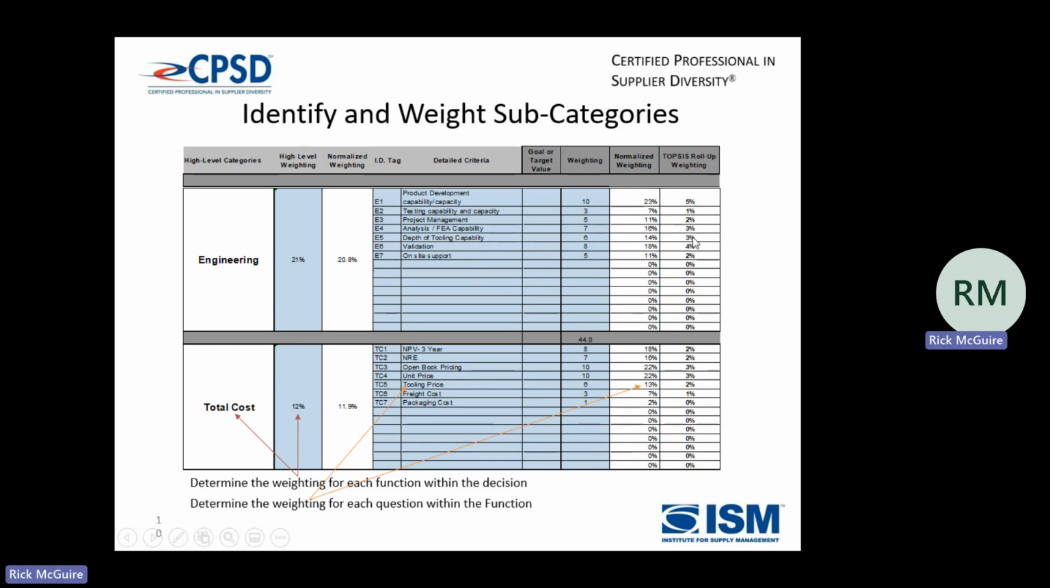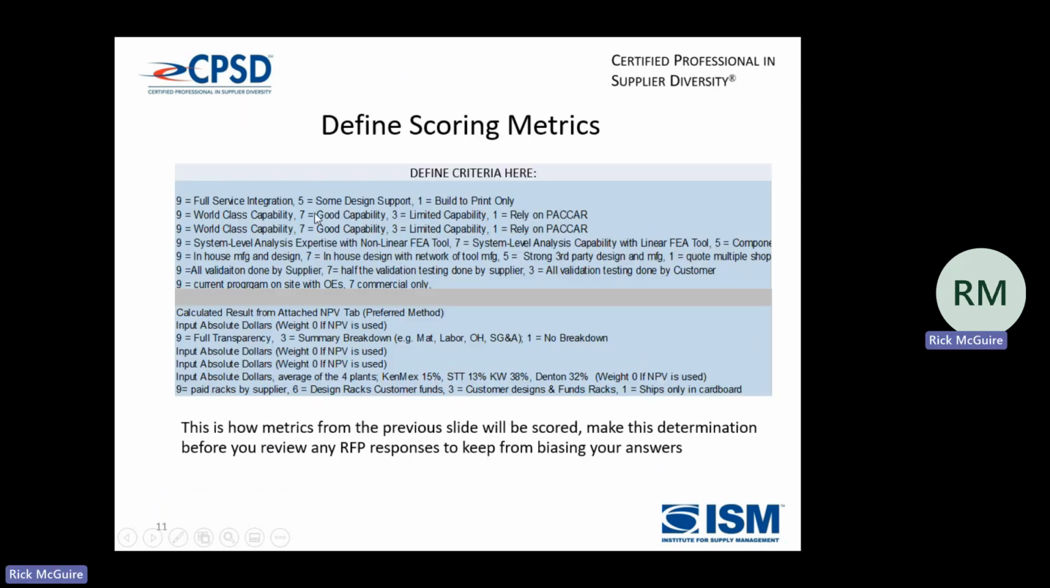And then this is the total weight. So this is basically 21% times 23%. You can end up with 5% of the total decision. And the same for purchasing. You weight the area, and then you weight each of the questions within the area according to their percentage. And you have to define them. You need to have that all done before you start looking at the RFP responses. What's good, what's bad, how are you going to score the thing?